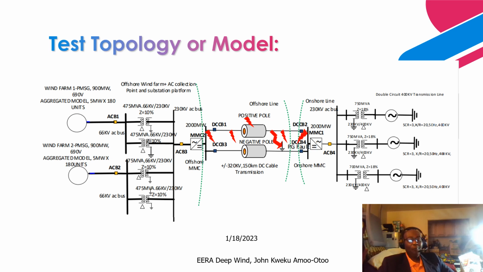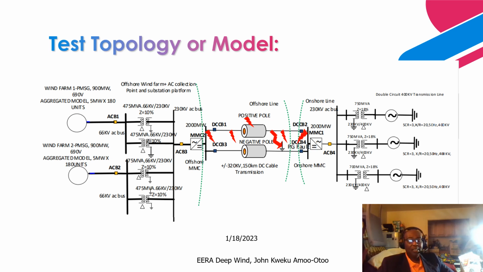That converts the AC voltage and AC power to the equivalent DC voltage. So it converts the 230 kV AC voltage to plus or minus 320 kV DC voltage. So you have a pole to ground voltage of 320 kV and a pole to pole voltage of 640 kV. The length of the DC cable is 150 kilometers, and it is a submarine subsea cable.